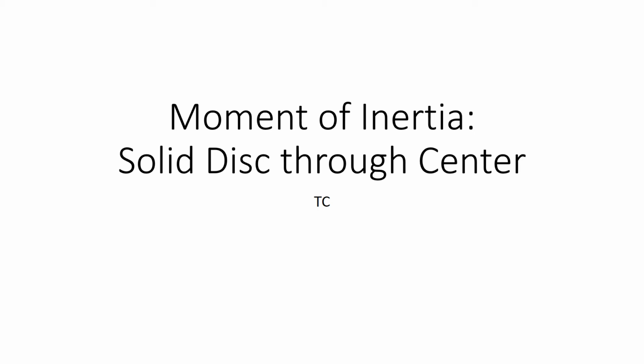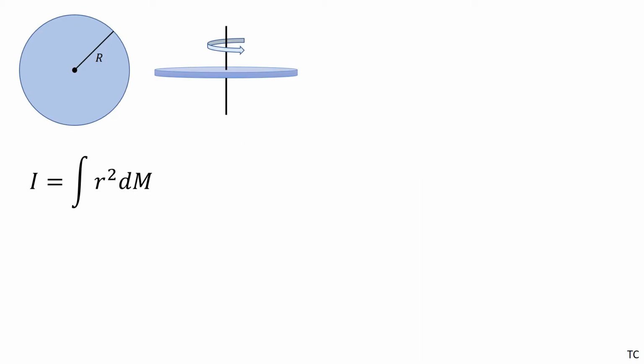So in this video, I'll be going over the derivation of the moment of inertia of a solid disk through its center. I'll be starting out with the common formulation of the moment of inertia, that being the integral of r squared dm, where the small r is the distance away from the axis of rotation you are, and dm is your small mass element.